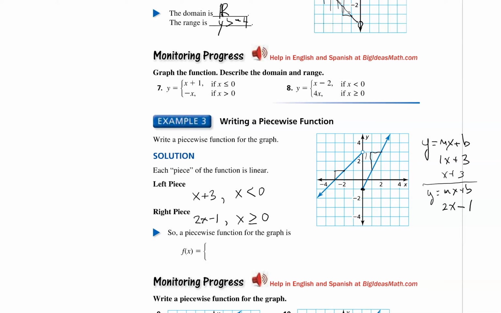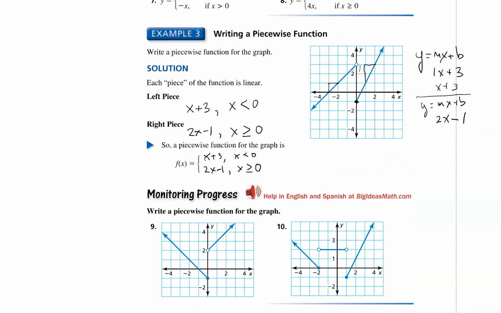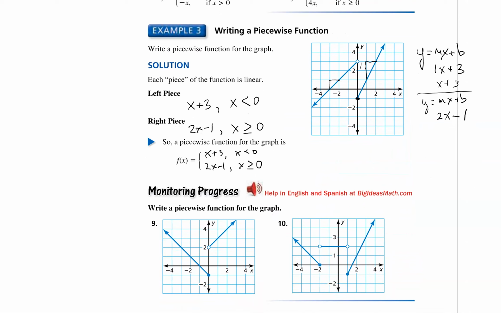And so the piecewise function for the graph is, we just put those together: x plus 3, for the domain x less than 0, and 2x minus 1 for the domain x greater than or equal to 0. Once again, I would like you to go through and check the monitoring progress, make sure that you're understanding what's going on, and then check that against the book.